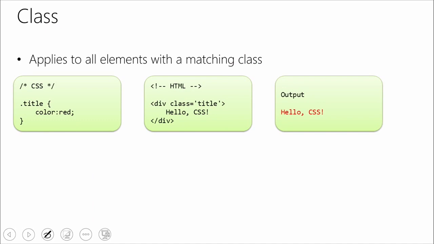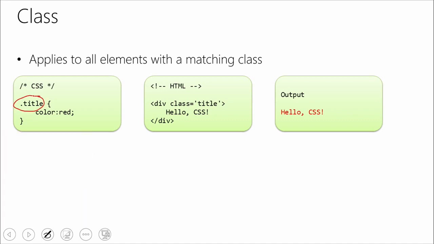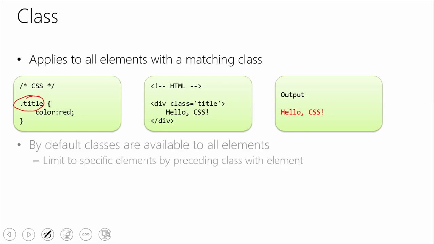Now, the problem with doing something like this is that that might be even still a little bit too vague. Maybe I'm going to be using title in a couple of other places. Well, fortunately, I can say I only want a class to work on a particular tag type.